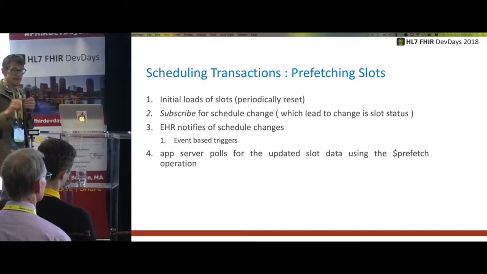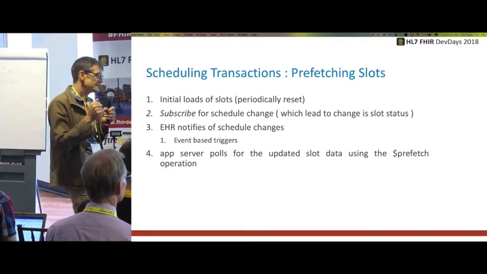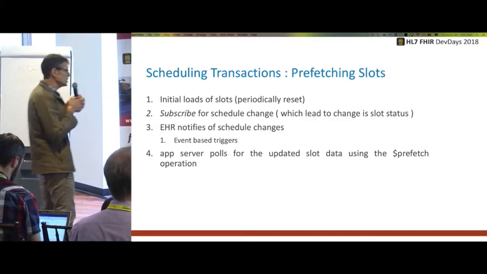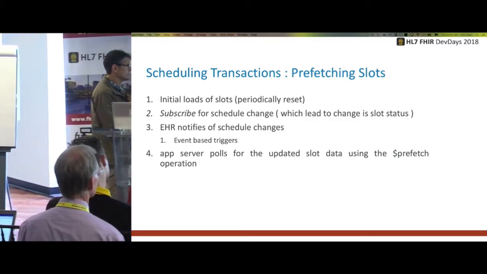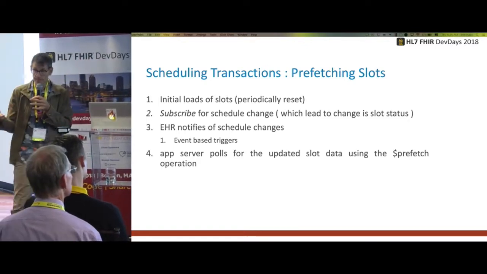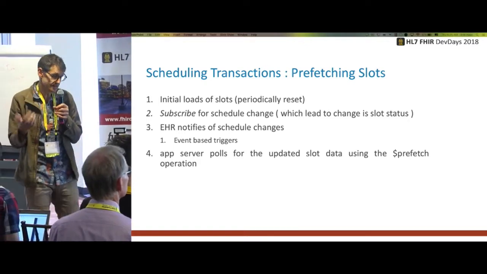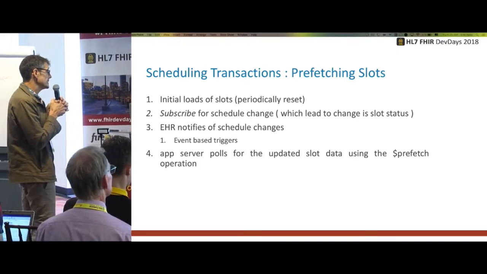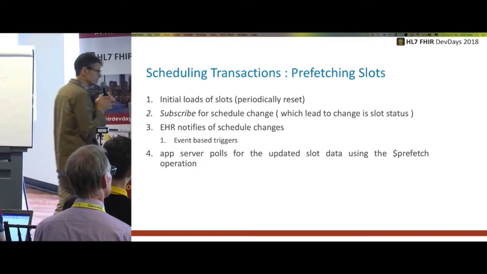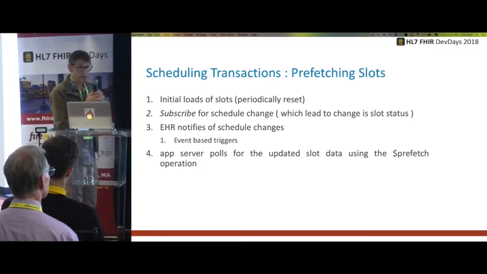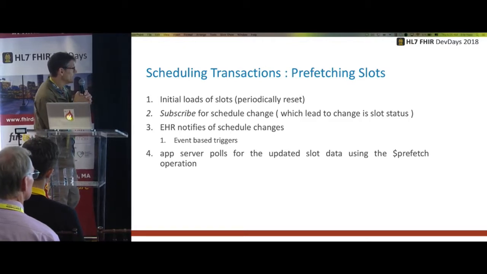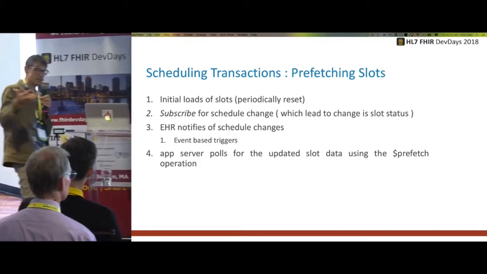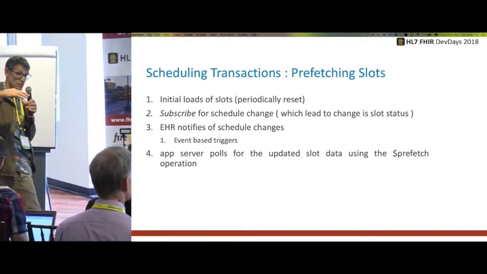Okay, here is a basic four-step breakdown, I'm trying to simplify this, of how the prefetching works in the IG. You're going to get an initial load of slots, and you define a period of time for a set of actors or a set of services. And then that initial load of slots is periodically updated or refreshed, maybe daily, maybe more frequently. Then you subscribe for schedule changes. We're talking about the slot resource and the schedule resource. We're not talking about appointments anymore.